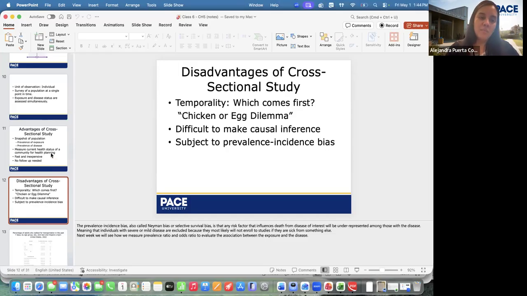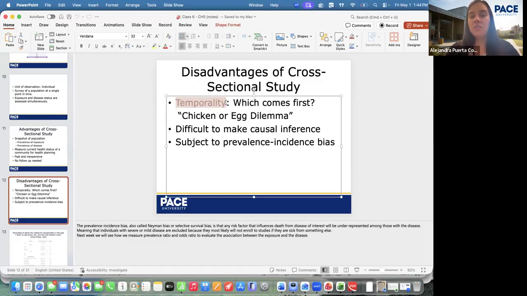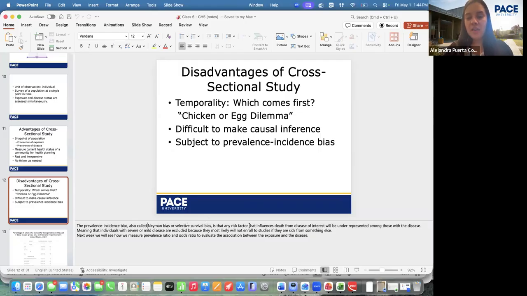Disadvantages: same advantage of the prevalence of the exposure at the same time. But now the issue is you don't know what came first, right? So you cannot make any causal inference. You cannot make any causal associations. And then it's subject to the prevalence incidence bias. And what is the prevalence incidence bias? Also called Neyman bias, selective survival bias.